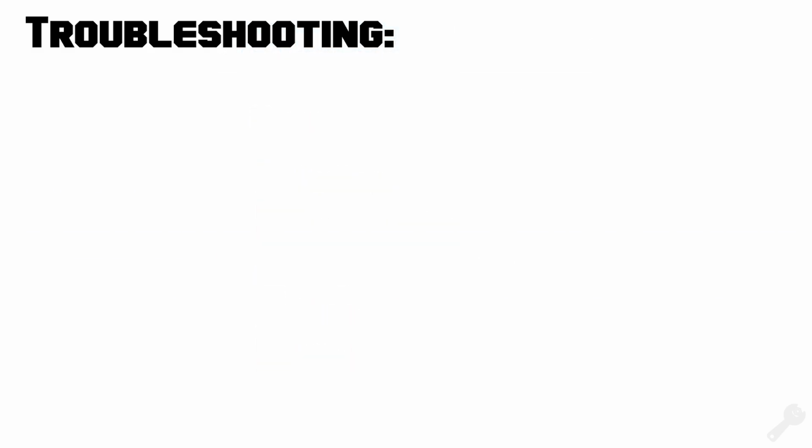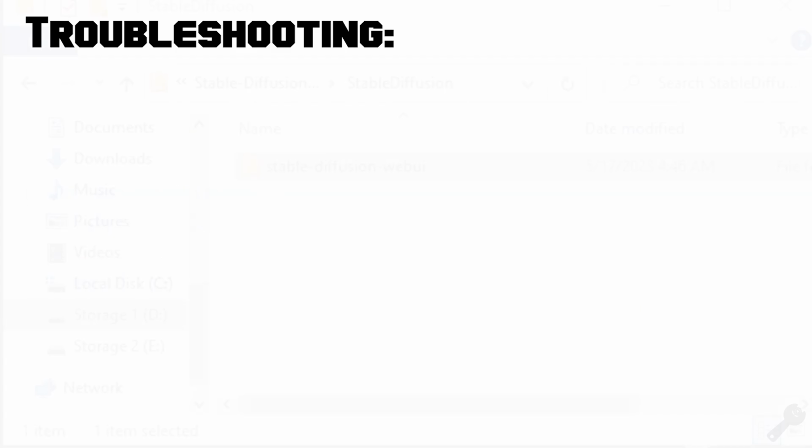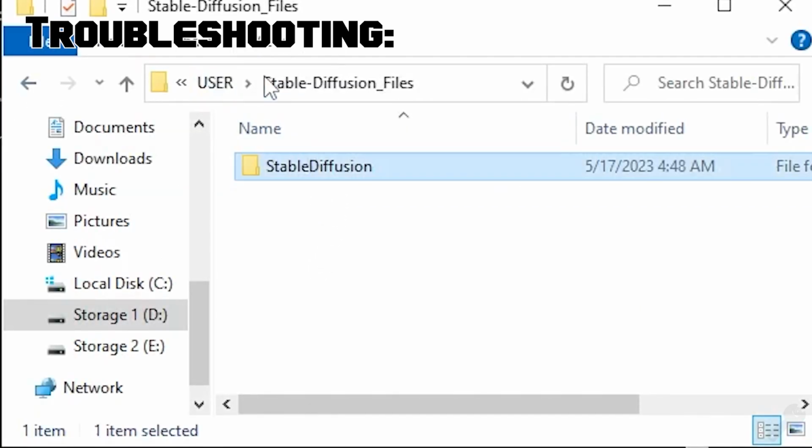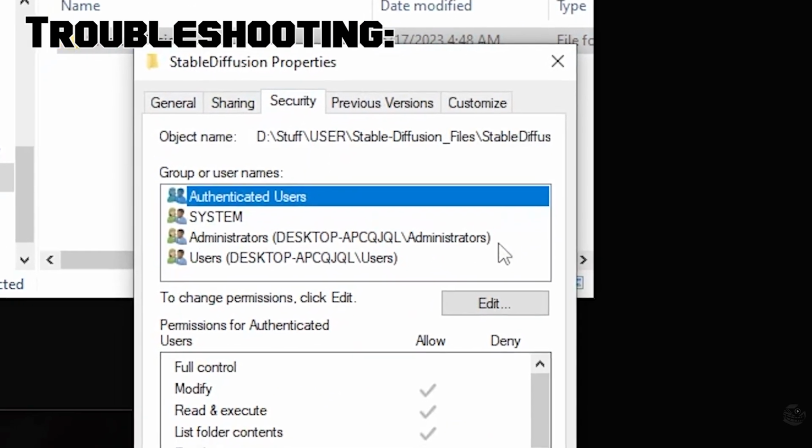Another common reason why you're getting an error is because you've placed the Stable Diffusion folder in a folder that is protected or secured. Place your Stable Diffusion folder in a folder accessible by Python. That way the program can execute.